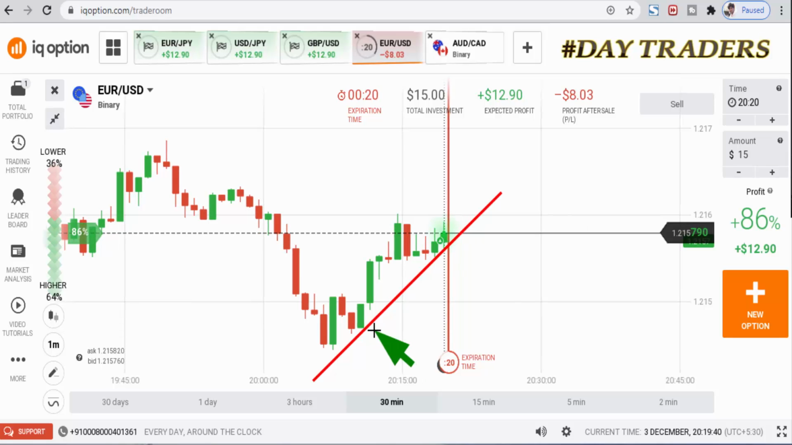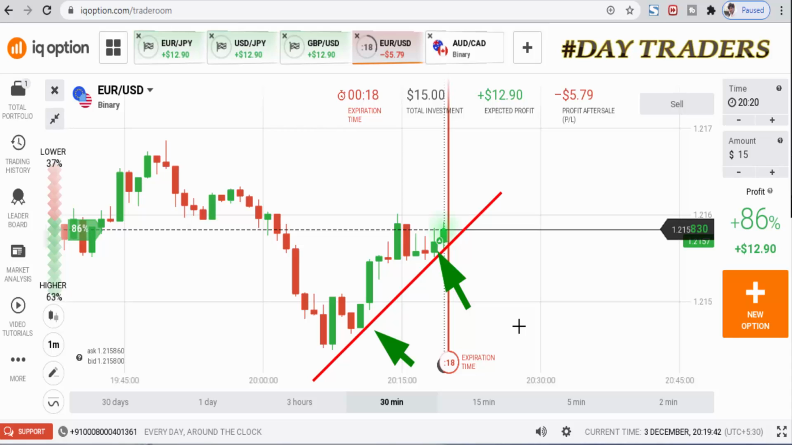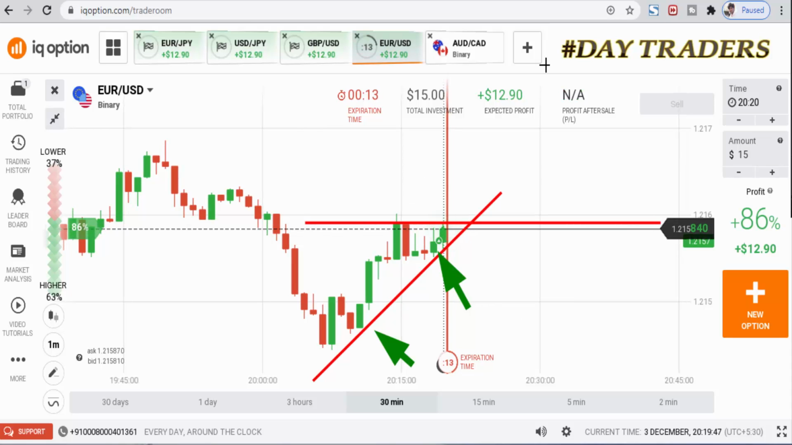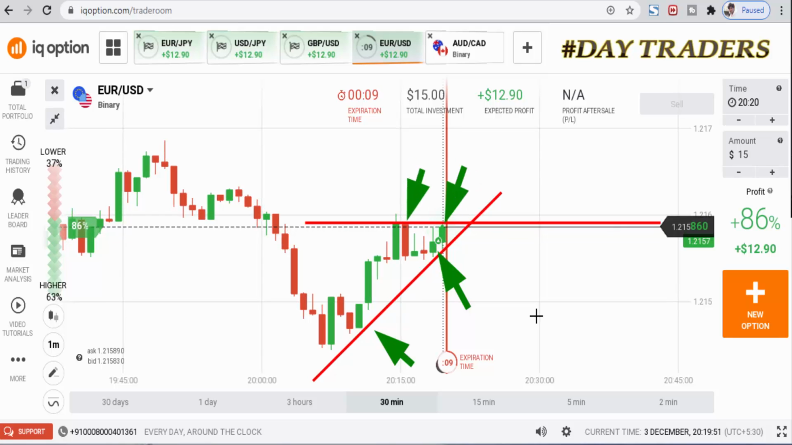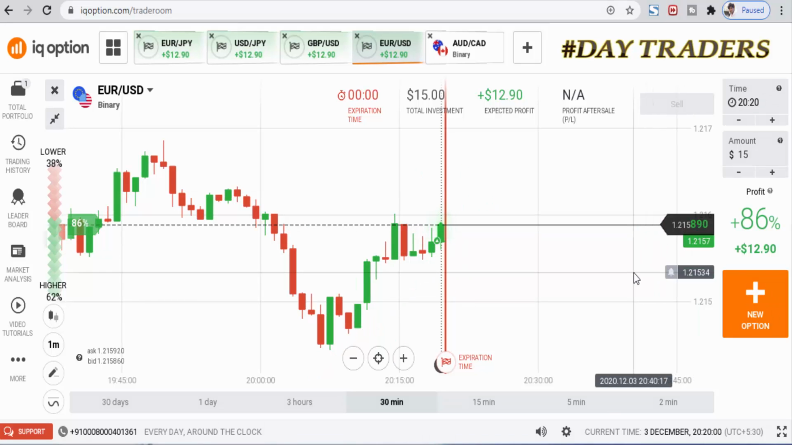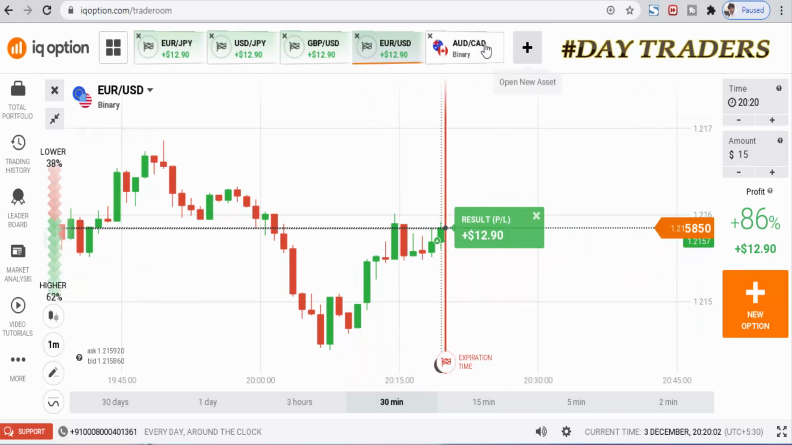Okay, this is a buyer's entry point. This is also a buyer's entry point. Next seller's entry point is here. This and this. Okay, we have 5 seconds only. And this is also a winning trade. Check the next pair.